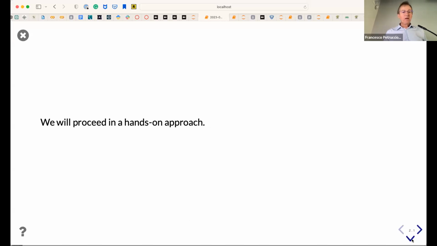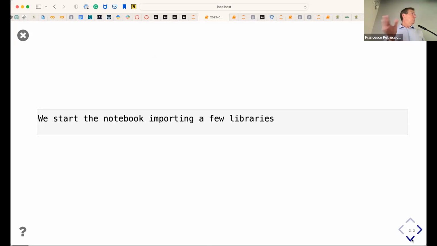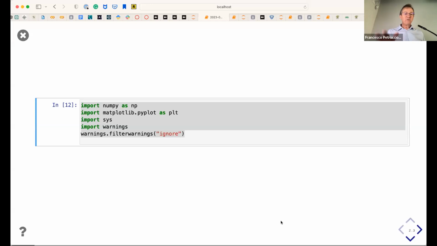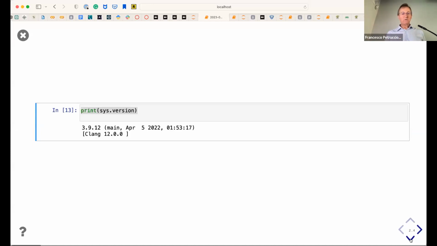As in all Python programs, you need to start by importing a few libraries before using SymPy. It might be useful to import NumPy and things like that. Sorry, these import warnings you can probably ignore. I had a problem yesterday, and that was the only way of getting rid of it, so don't worry about that. This was just to check what system version we are using, which is not so relevant maybe.